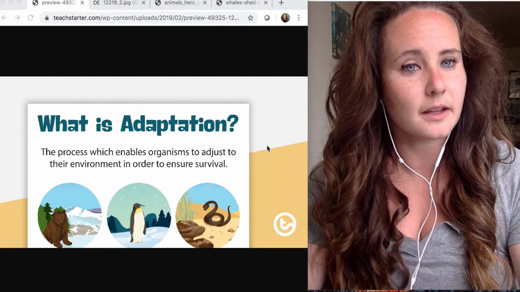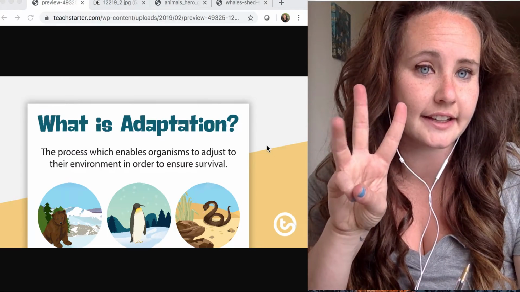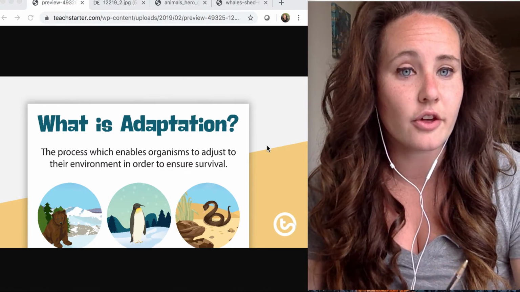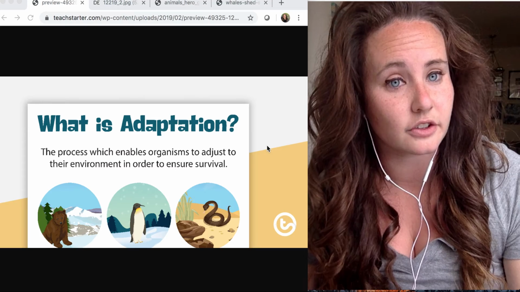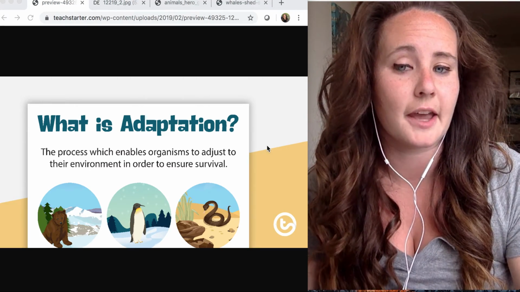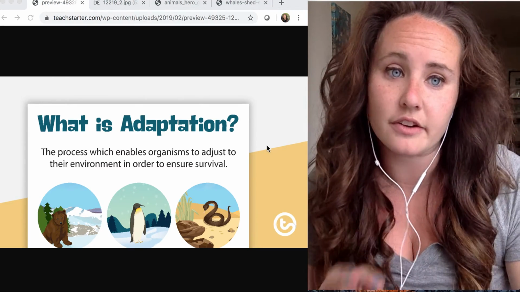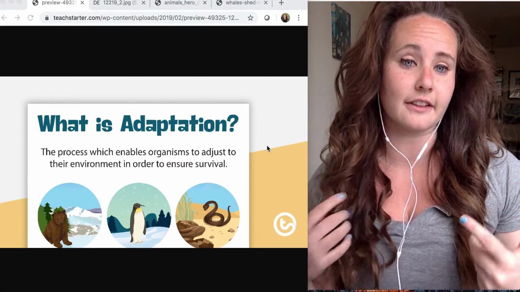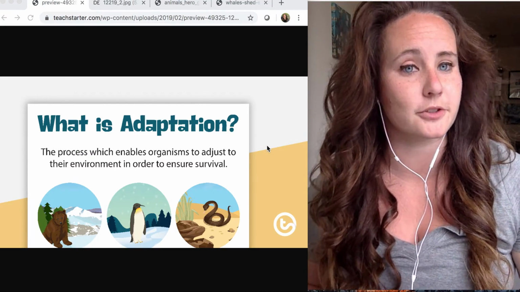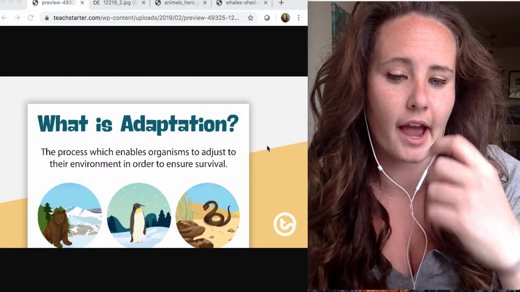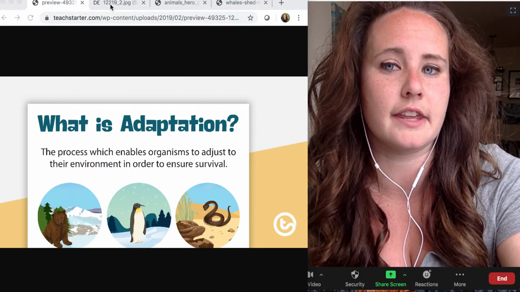So, thinking back, we talked about three kinds of adaptations, and those could be structural, physical, or behavioral. And we talked about animals that fit into those categories, which do those different things in order to help them survive. So, let's think back, and first, I'm going to show you this picture.